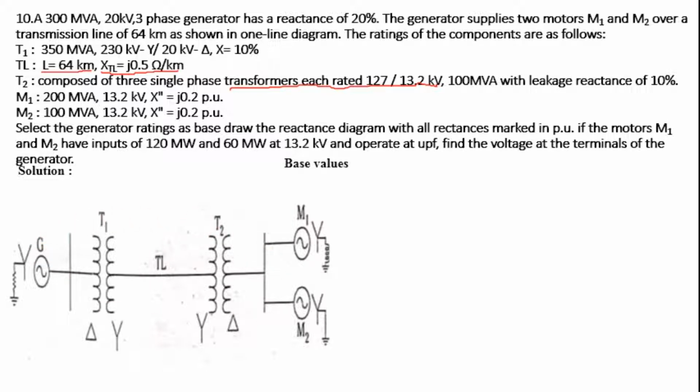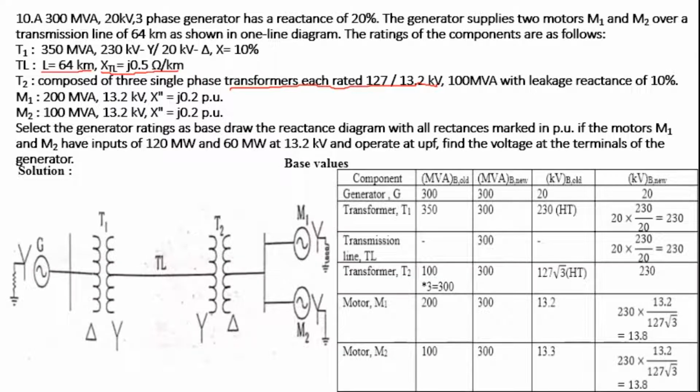So here we have to consider the base values. What is our base value? Generator G1 is the base, 300 MVA, 20 kV. So the base MVA we are considering is 300, and this is going to be the same for the entire numerical.